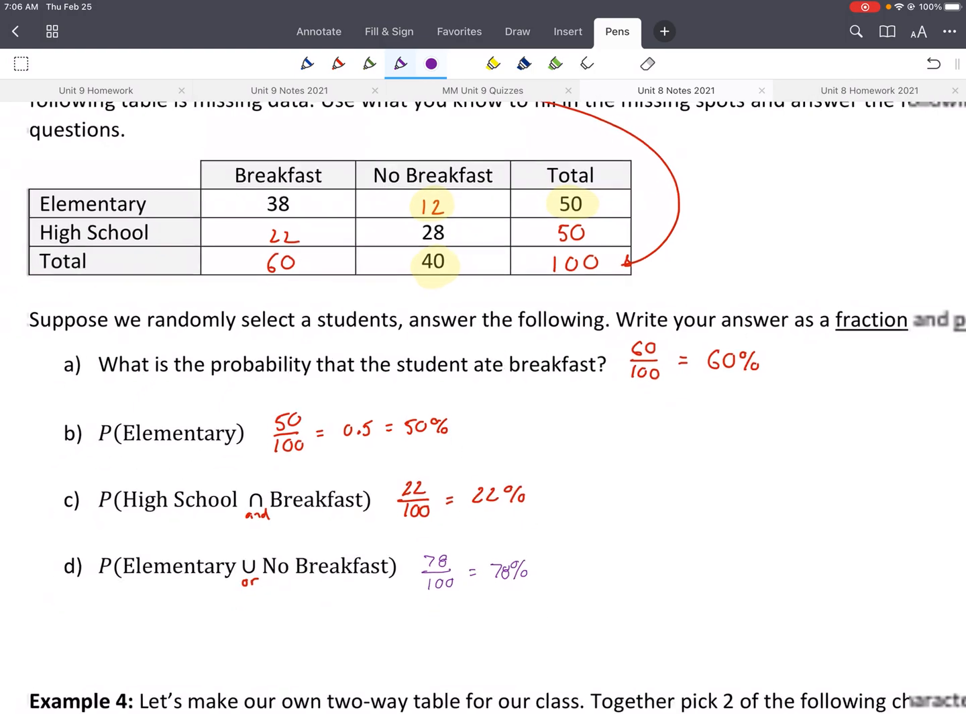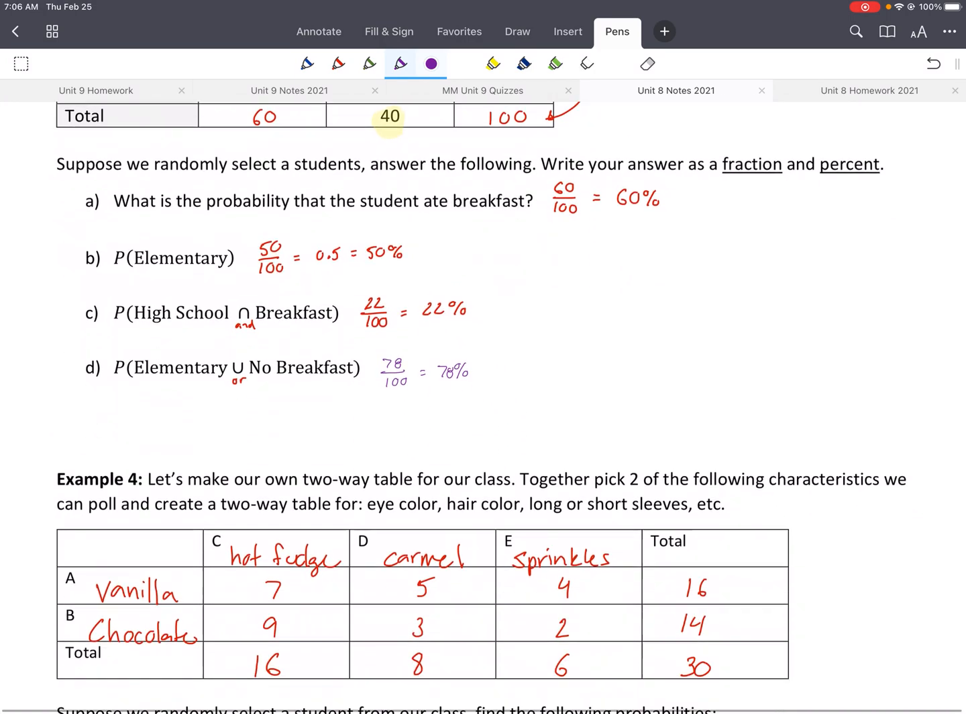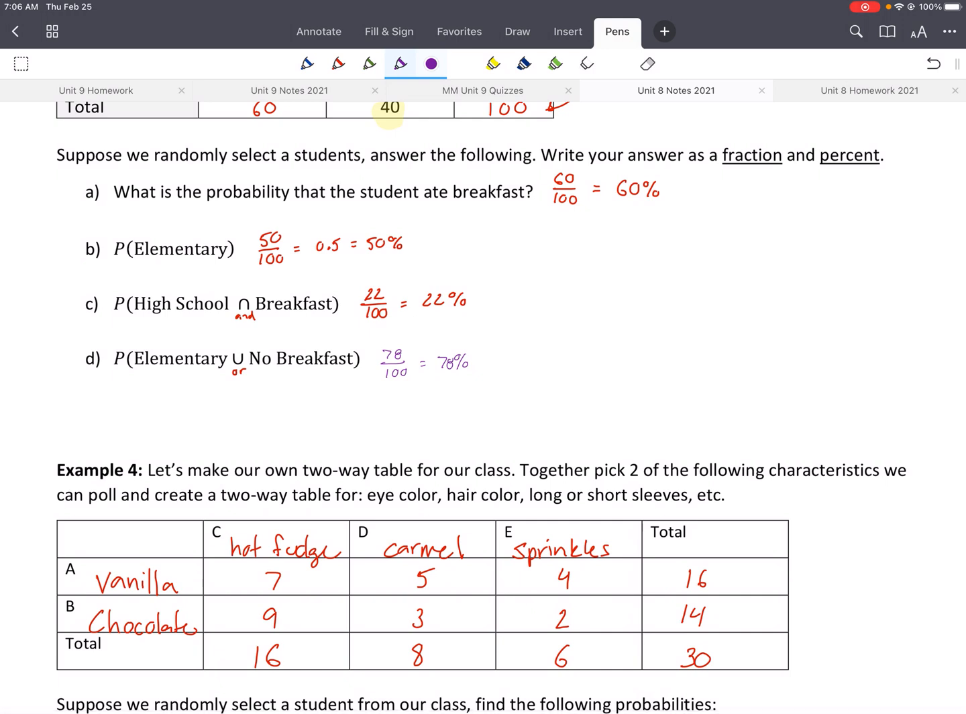Okay, well that is basically it. Here is another example. This is like what we would do as a class. We would have you guys come up with some categories that we'd want to use, and then people would just vote on what they would prefer. So if you want to answer the questions based off that table, you're welcome to do that. I will show you the answers, but I'll leave that to you if you want to do it.